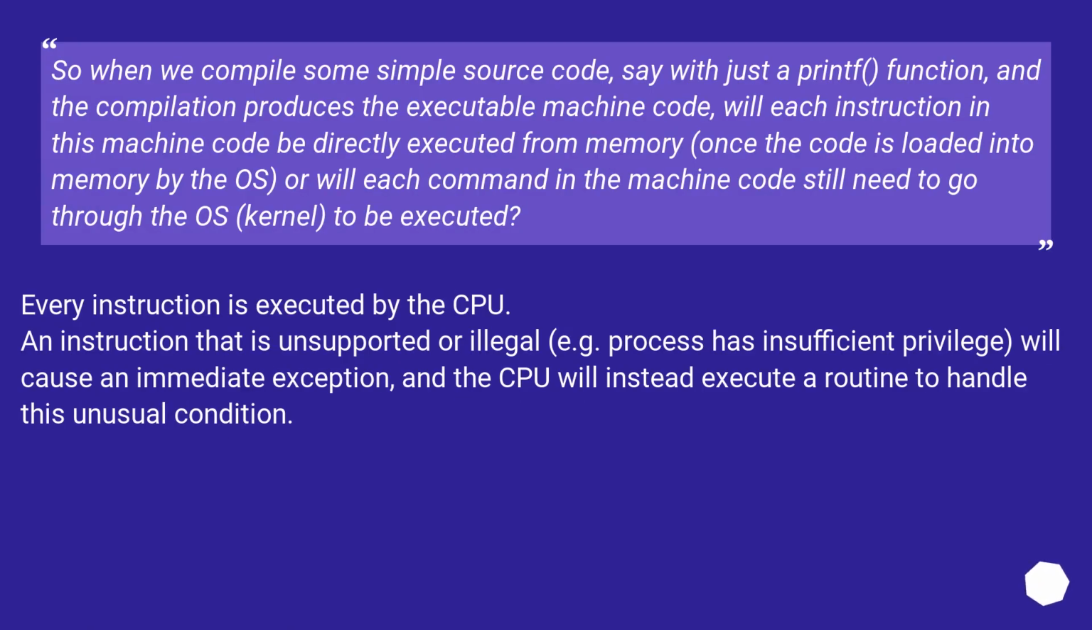So when we compile some simple source code, say with just a print function, and the compilation produces the executable machine code, will each instruction in this machine code be directly executed from memory once the code is loaded into memory by the OS, or will each command in the machine code still need to go through the OS kernel to be executed? Every instruction is executed by the CPU. An instruction that is unsupported or illegal, for example process has insufficient privilege, will cause an immediate exception, and the CPU will instead execute a routine to handle this unusual condition.